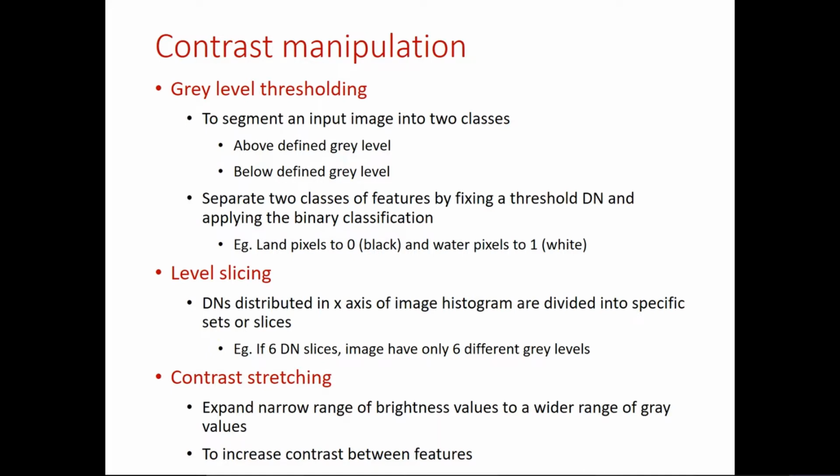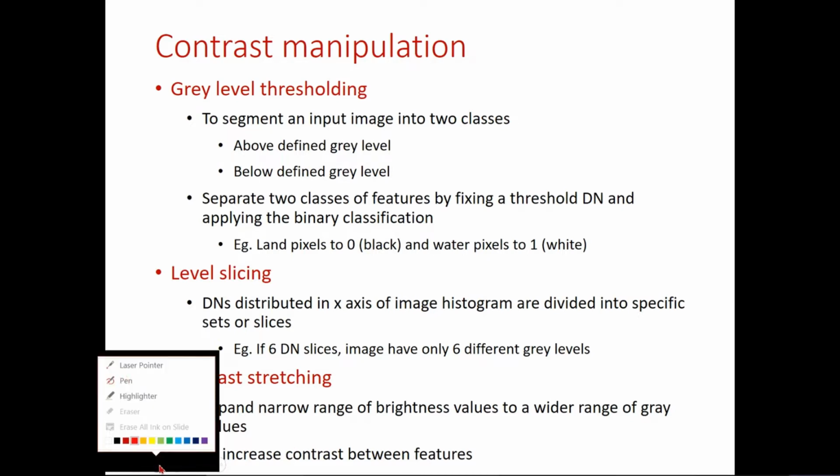So you create an image histogram. So you make a graph. Okay, you will represent the image pixels' DNs as a histogram. You might have seen the histogram of an image, maybe of a photo that you take on your mobile. If you go into the details, you might be able to see the histogram of that image. So similarly, here the DNs in that image are represented as a histogram, and that histogram is divided into specific sets or slices.